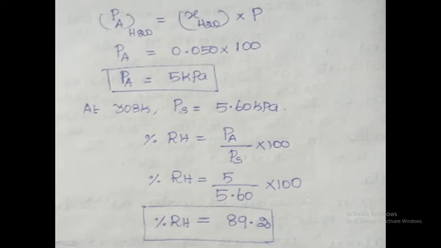Now, we have partial pressure value and vapor pressure value. Substitute these two values, find out the percentage RH. So, where you collected the vapor pressure value, this is the given data at dBT 308 Kelvin, PS is equal to 5.60 kilopascal. Are you clear? Okay. So, the percentage RH is equal to PA by PS into 100. Substitute these two values. Finally, we get percentage RH is equal to 89.2.